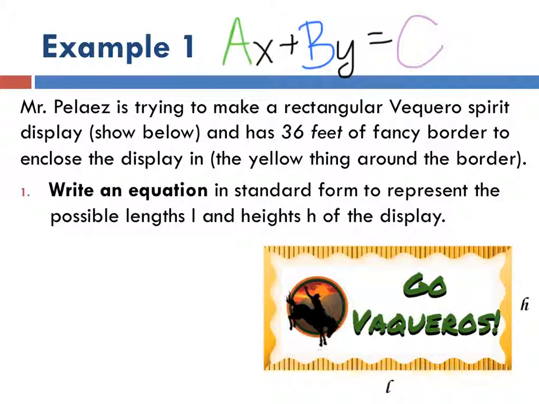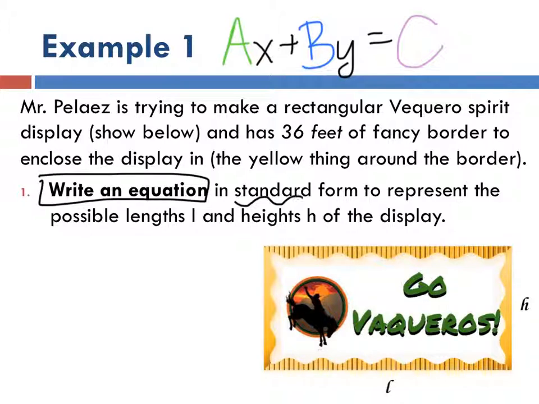So here's the question. Mr. Pelaez is trying to make a rectangular Vaquero spirit display like the one shown below, and has 36 feet of fancy border paper to enclose his display in. The fancy thing I'm talking about is this yellow. You've probably seen it in real life. It's the cardboard paper that teachers have. So write an equation. That's what we're trying to do.